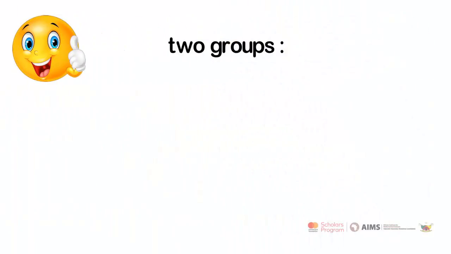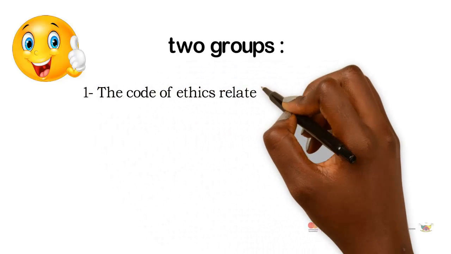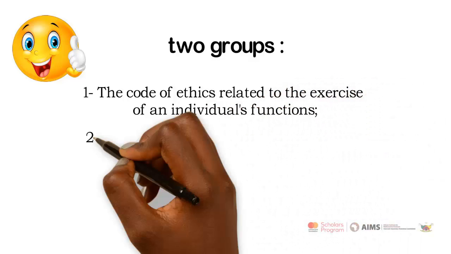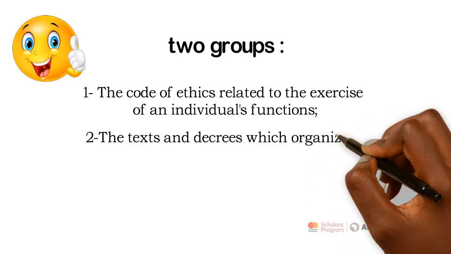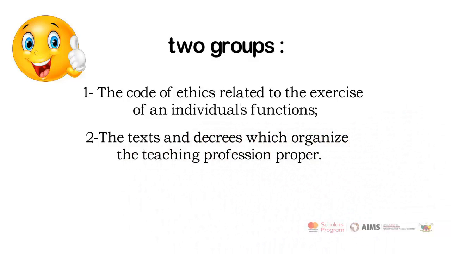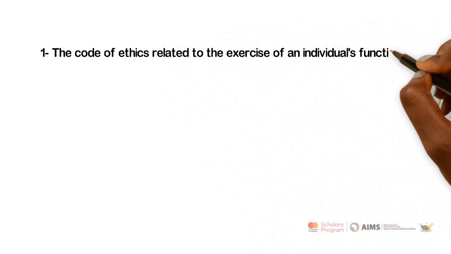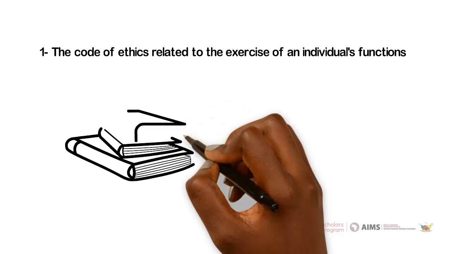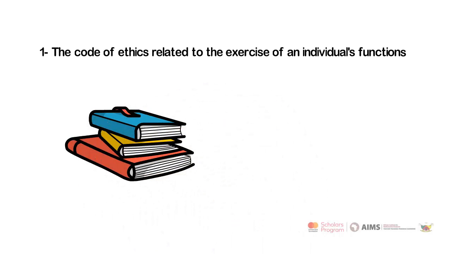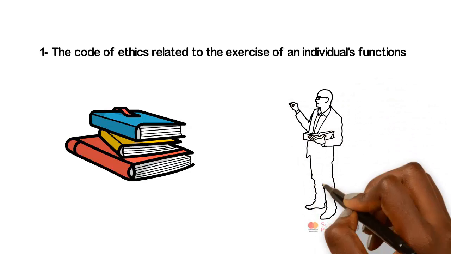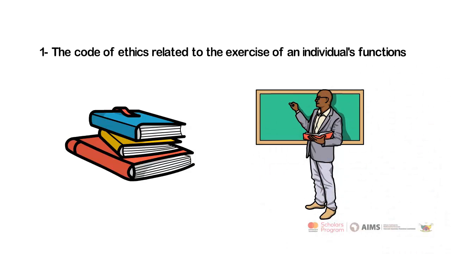These texts and decrees can be organized into two groups. First, the code of ethics related to the exercise of an individual's functions. And secondly, the texts and decrees which organize the teaching profession proper. The code of ethics related to the exercise of an individual's function. Chapter 1 and 2 of the Draft Code of Ethics of the Cameroonian Administration defines the personal and ethical values related to the performance of an individual's functions. Here is a brief overview of its content.